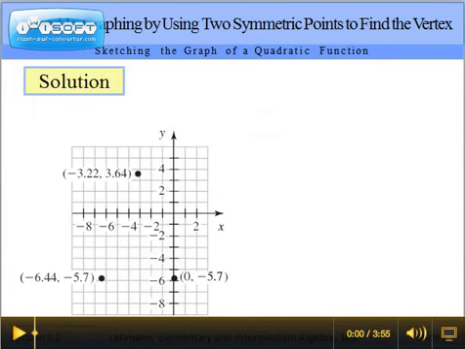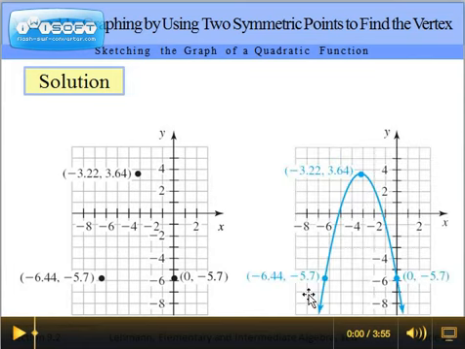So here are the points plotted, so I get an idea of what it looks like. So remember, the leading coefficient of this function was negative, so my parabola is going to end up being downward facing. So I connect them with a smooth curve and I end up with a downward facing parabola.